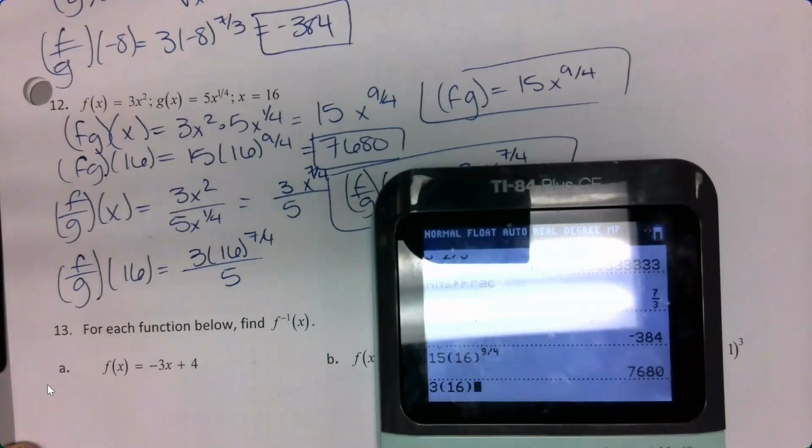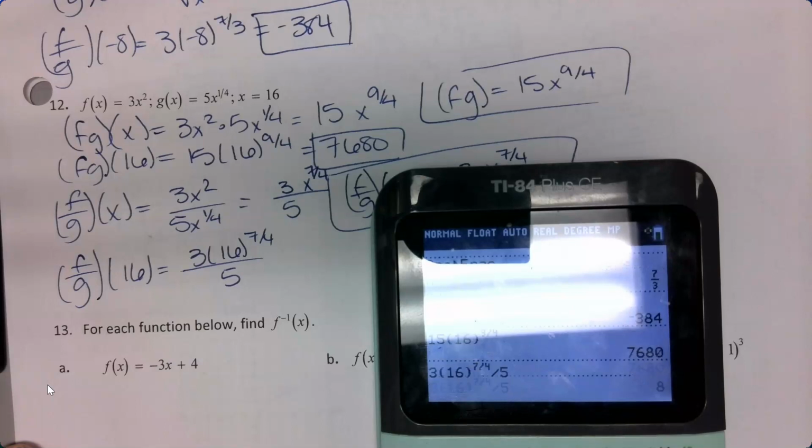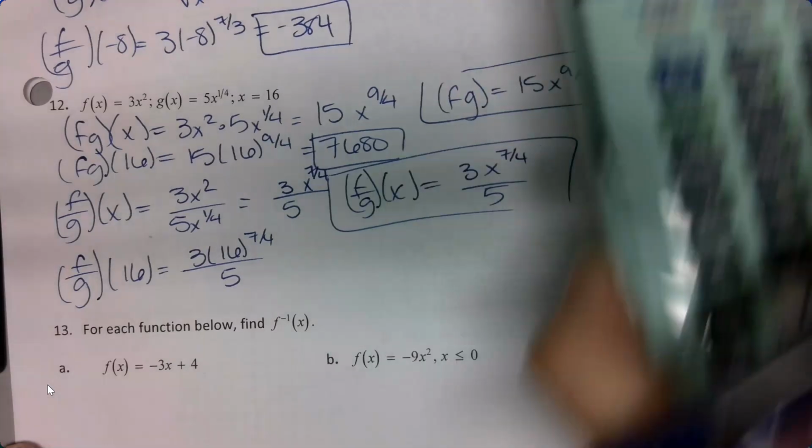So 3 times 16 to the 7/4, and then this whole thing should be divided by 5. Gets me 76.8.